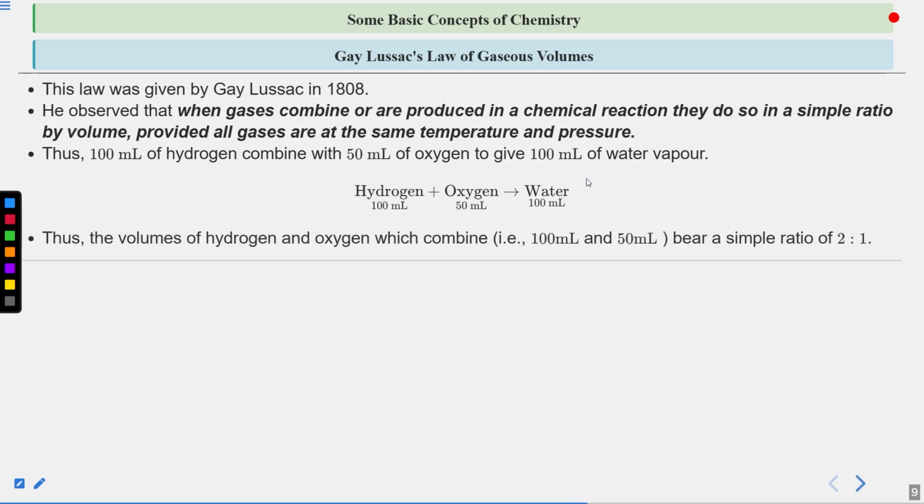Now the volume is present in a simple ratio for the case of hydrogen and oxygen, and it is 2:1. You can simply divide 100 by 50 to get this ratio. So this was the point that was being given by Gay-Lussac's law of gaseous volume, that the volume of the gases which are combining to give a third compound are present in a simple ratio, like in this case it is 2:1.